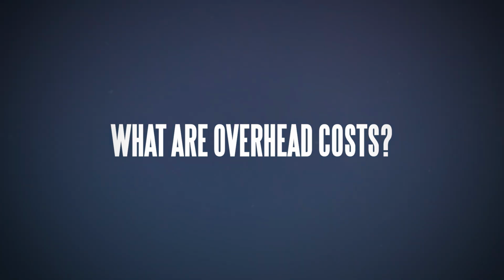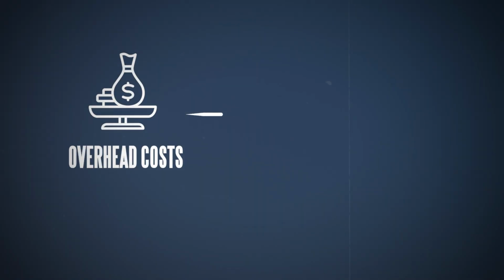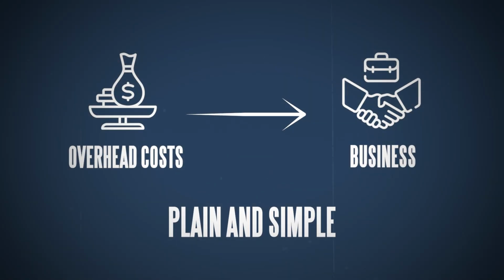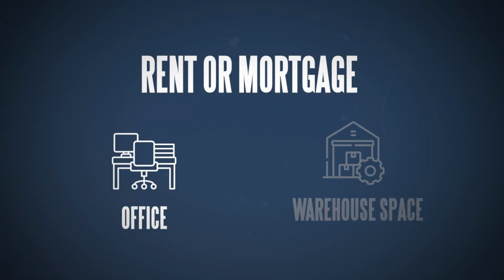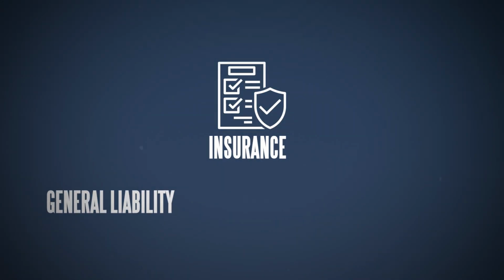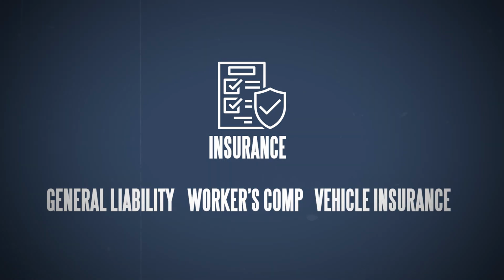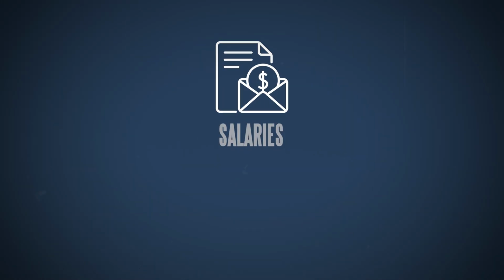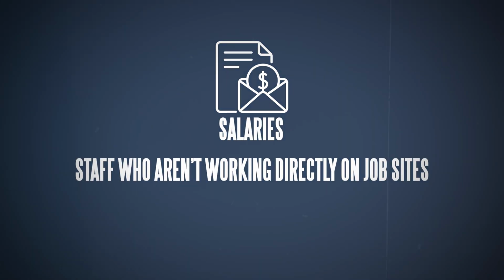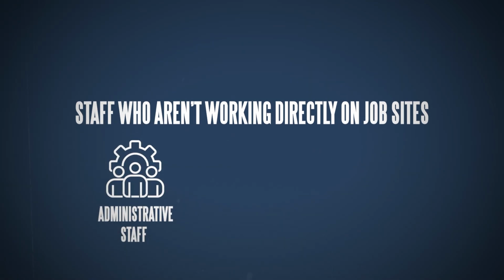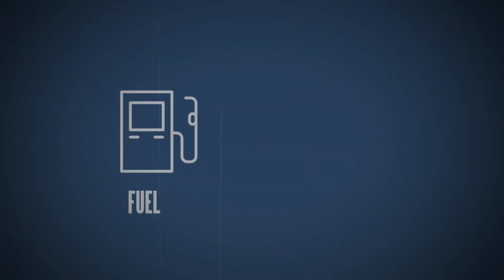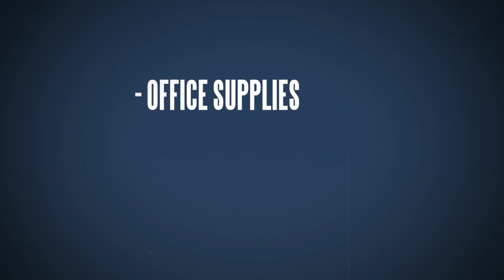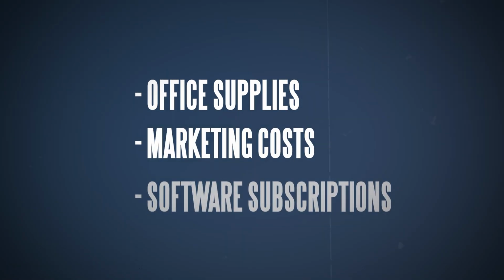So what are overhead costs? Overhead costs are the expenses that keep your business running but aren't directly tied to any one specific project. They're the cost of doing business, plain and simple. These include rent or mortgage for your office or warehouse space, insurance: general liability, workers' comp, vehicle insurance. All that stuff adds up. Utilities: electricity, water, internet, phone lines. Salaries for staff who aren't working directly on job sites. Think admin staff, your bookkeeper or office manager, your fuel and vehicle maintenance, your office supplies, marketing costs, software subscriptions.